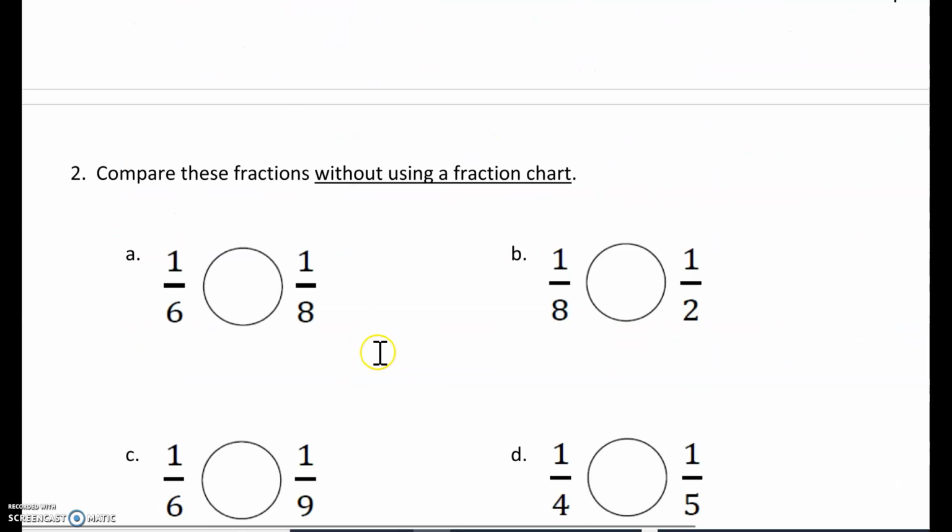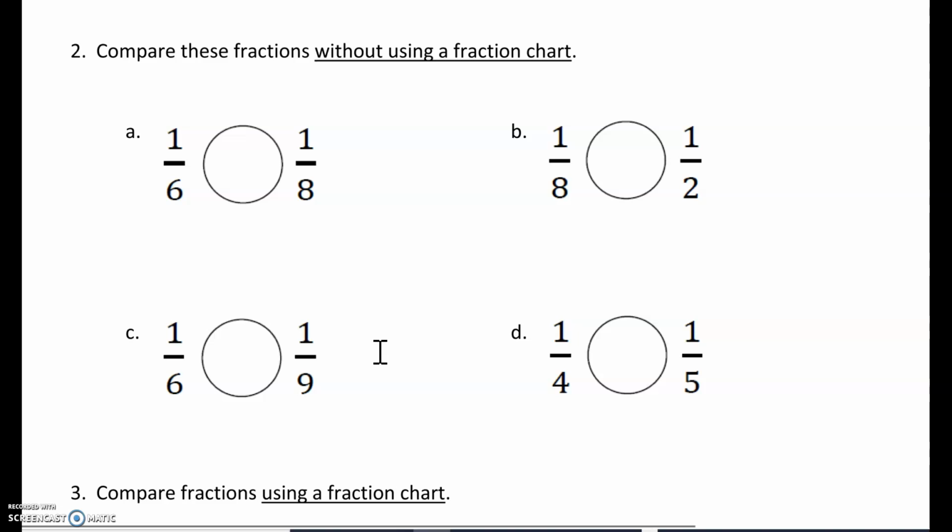So let's look at comparing. Comparing these fractions without using a fraction chart, meaning the numerators are all 1, so we can compare the denominators. So when I look at 6 and 8, I know that 8 being the larger number, it's being broken up into smaller units. So 1/8 is going to be smaller than 1/6. 1/8 and 1/2. Again, I can look at 8 and 2 and know that 8 is going to be smaller pieces. So that will be the smaller fraction.